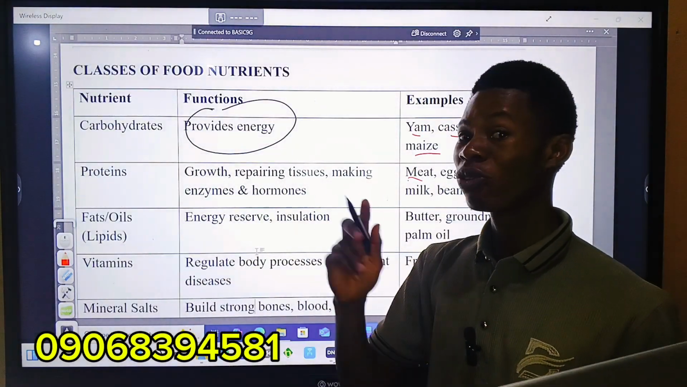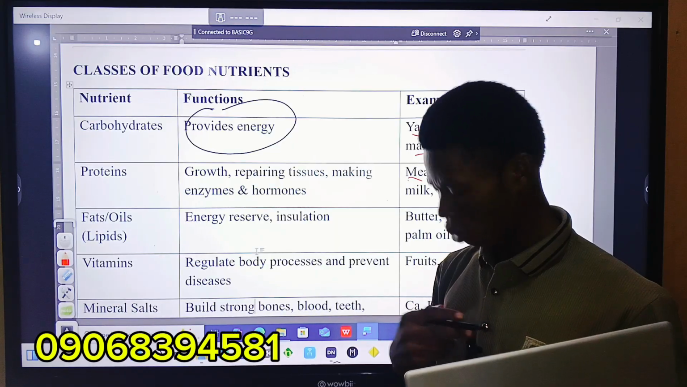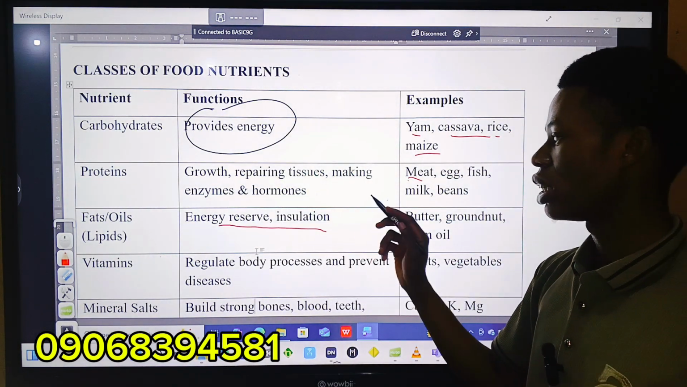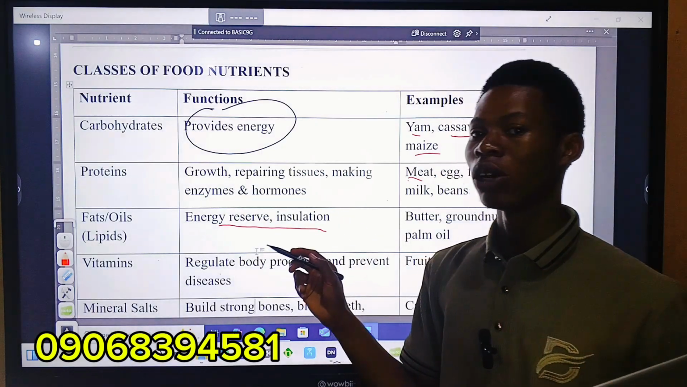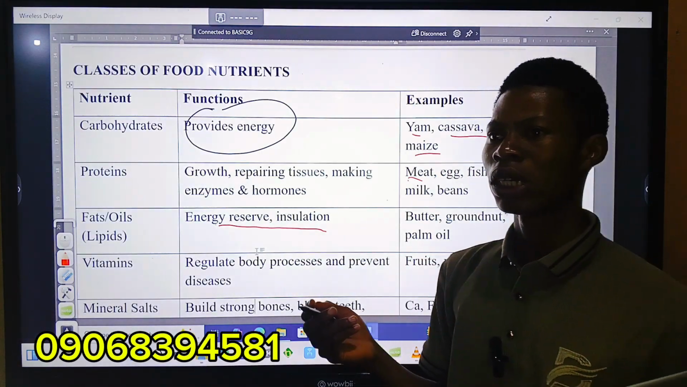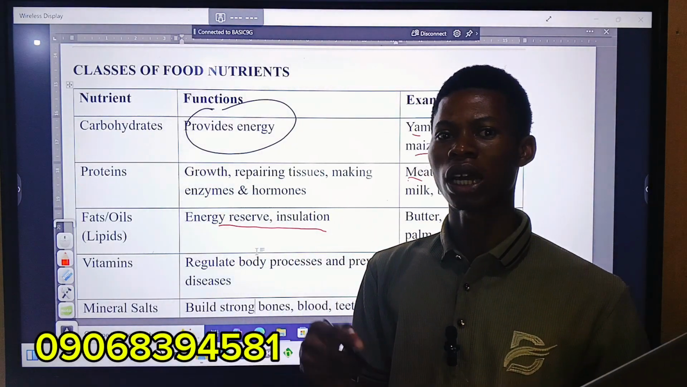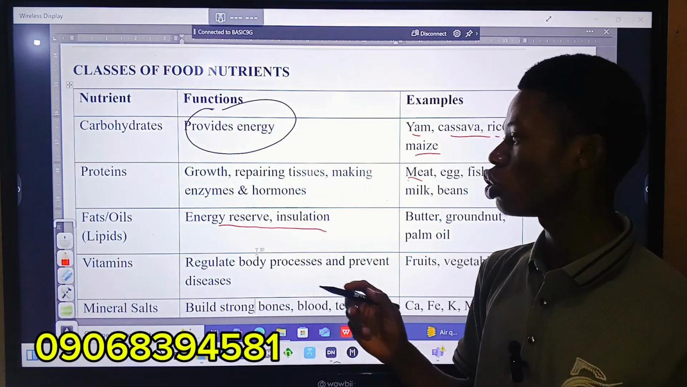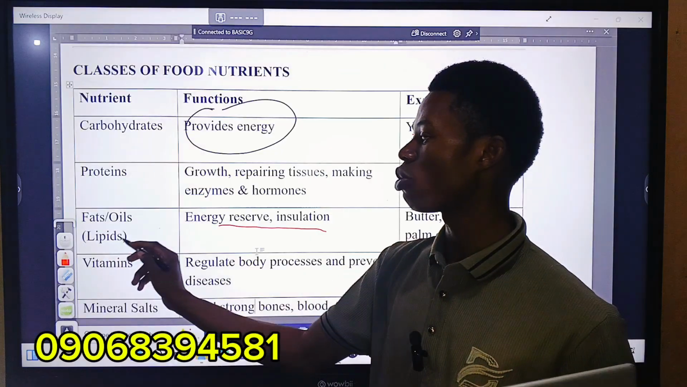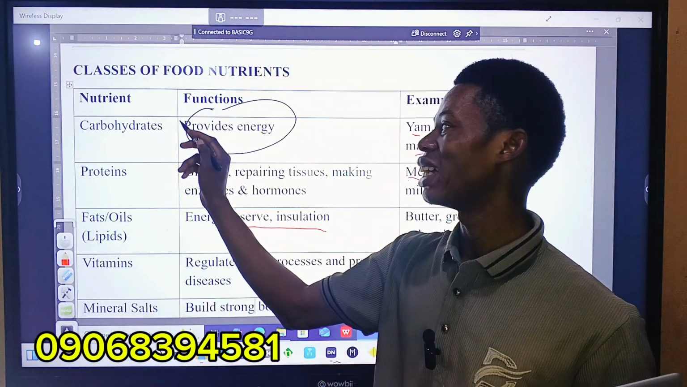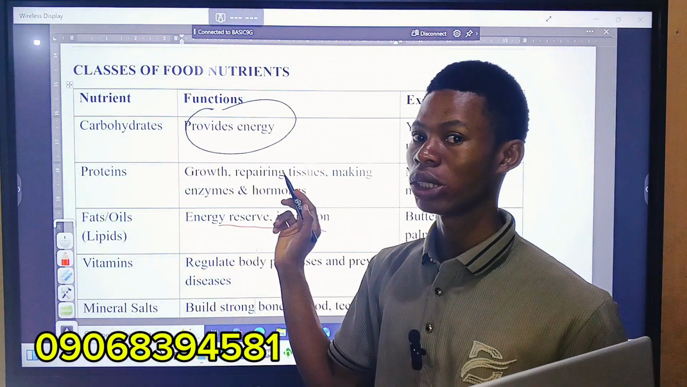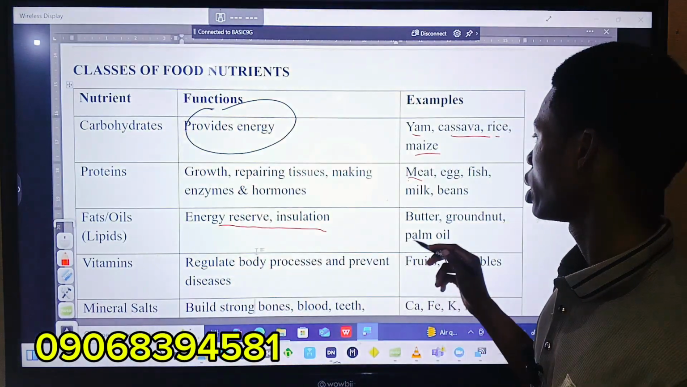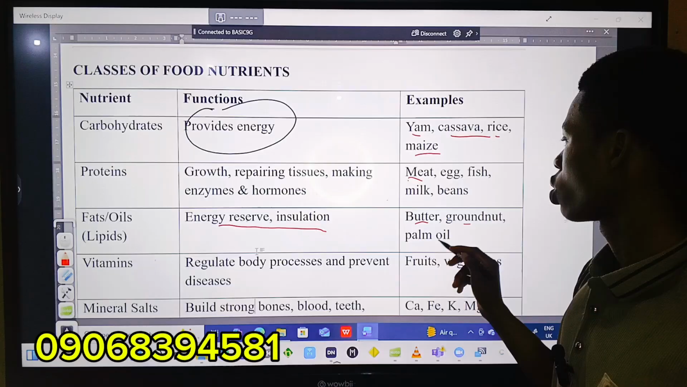Then fats and oil. Fats and oil are energy reserve, and they serve as insulation. Now, there's one question they always ask here: 100 grams of butter and 100 grams of carbohydrates, which one provides more energy? One thing you should note is that fat and oil, that's lipids, provide more energy than carbohydrates. Fat and oil provide more energy than carbohydrates. All right. Examples: butter, groundnut, palm oil.